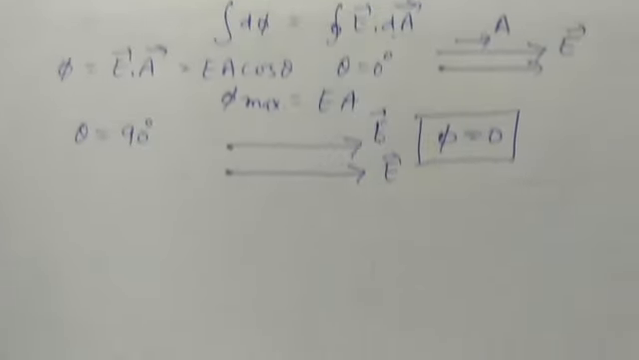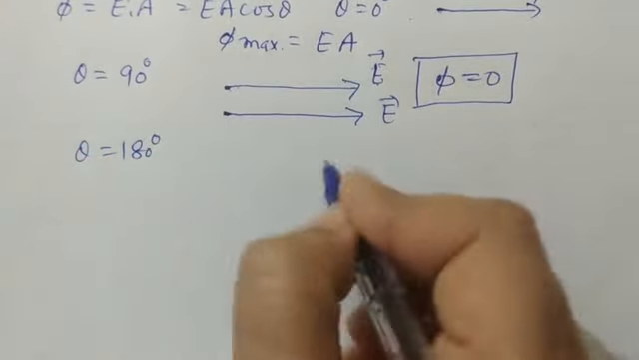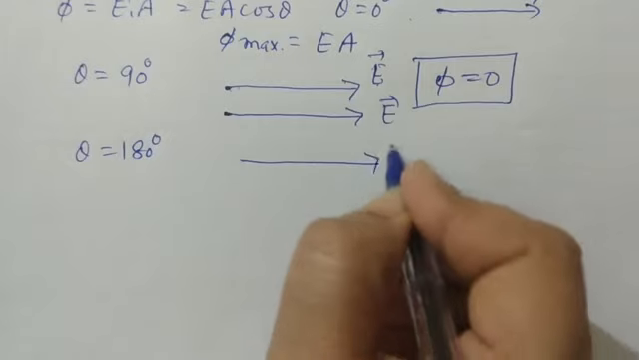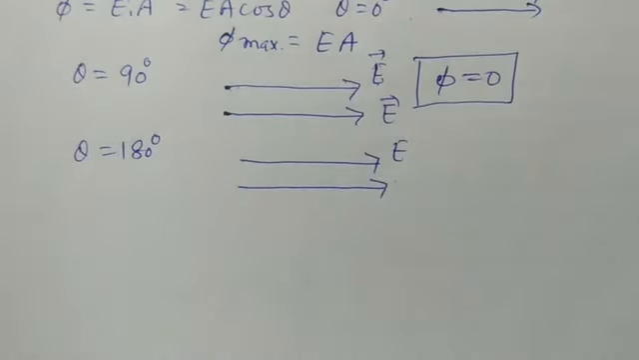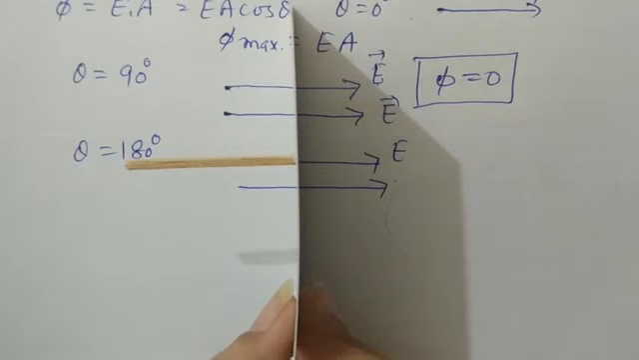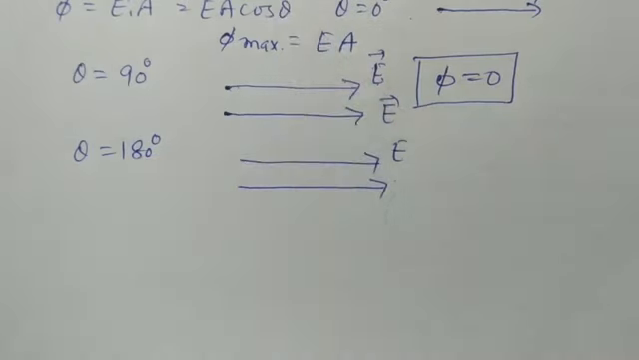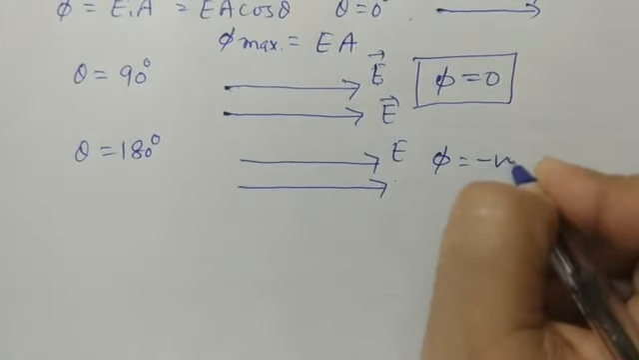Third case, if I take theta as say 180 degrees, it means our electric field lines are in this direction and the surface is placed in the opposite direction like this, so that the area vector is in the opposite direction. Then your angle will be 180 degrees and phi will be negative.